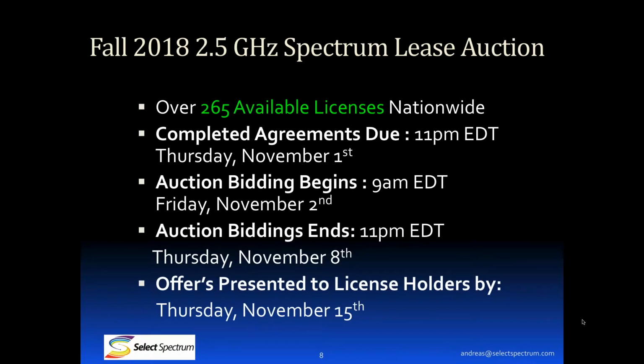Completed agreements are due by 11 p.m. Eastern Standard Time on Thursday, November 1st, and bidding starts the following day on Friday, November 2nd at 9 a.m. Eastern Time. Bidding will conclude a week later on November 8th at 11 p.m. Eastern Time. We will have all the offers presented to respective license holders the following week by November 15th.